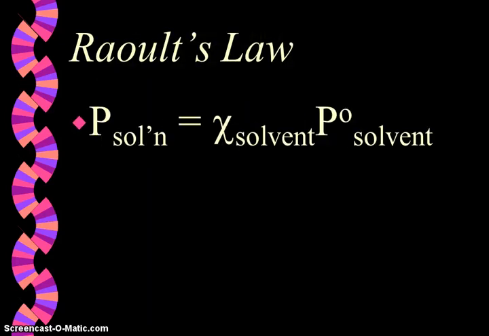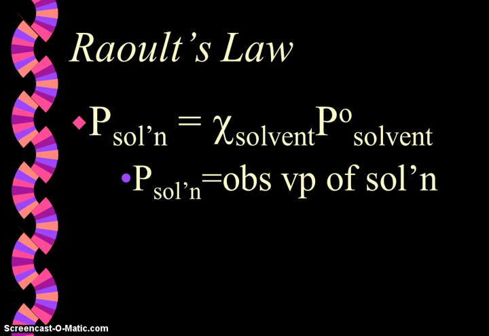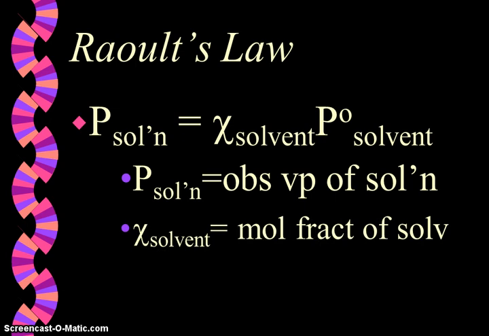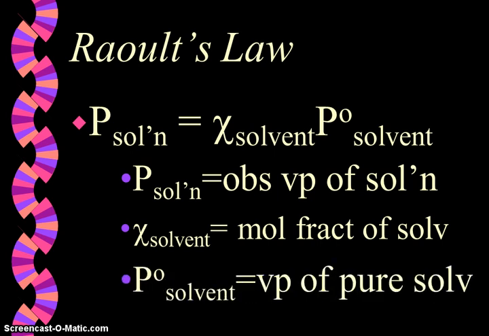Now we want to talk about Raoult's law. And what Raoult's law has to deal with is the partial pressure of a particular solvent relative to the partial pressure of a solution. So our P solution is the observed vapor pressure of the solution. We've got our mole fraction of our solvent. Now notice there, it's not the solute this time. We're talking about the solvent, which is typically water. And we've got the vapor pressure of the pure solvent.